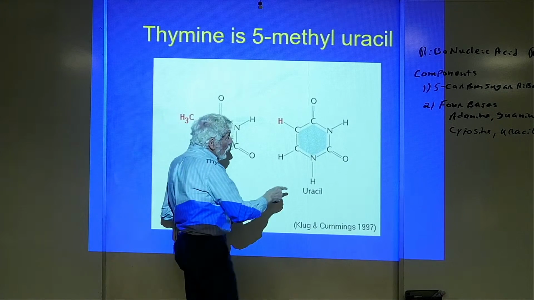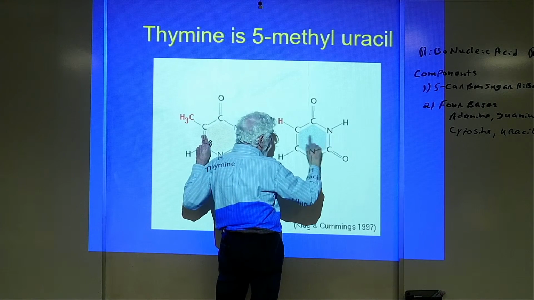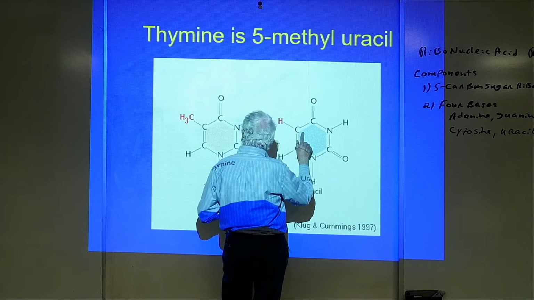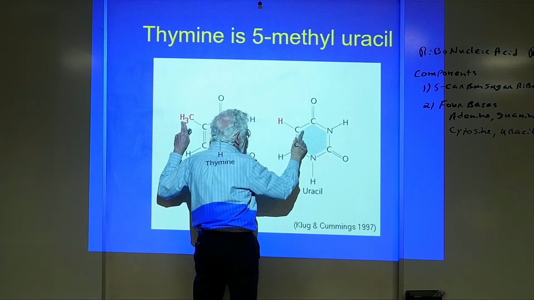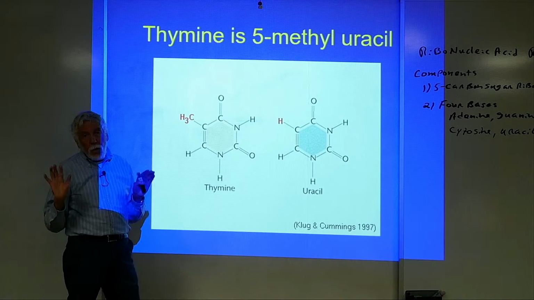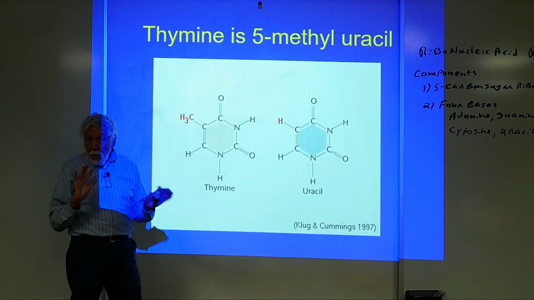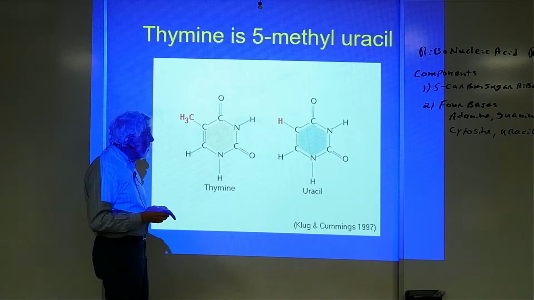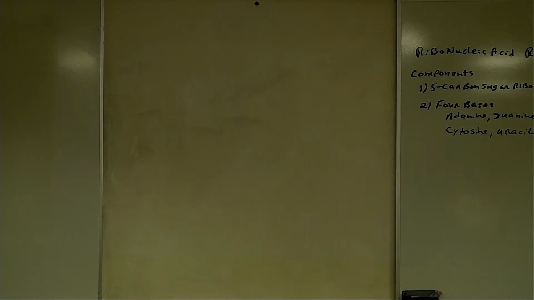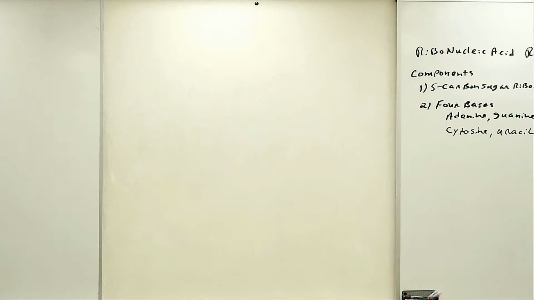Whereas in uracil, again, it's the same structure. The only thing that's different is, counting 1, 2, 3, 4, 5, this number 5 carbon now, rather than having a methyl group on it, has a simple hydrogen. That's the only distinction between thymine and uracil. So very, very similar molecules, both being pyrimidines and not so different from one another. But it turns out that these subtle differences between DNA and RNA are important.